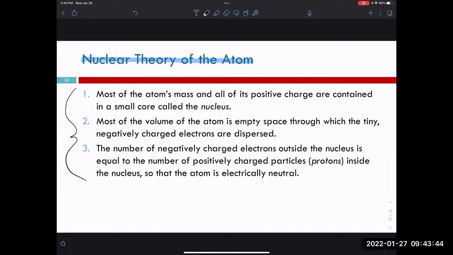And the third important thing is that the number of negatively charged electrons outside the nucleus is equal to the number of positively charged particles, which are called protons, inside the nucleus. So the atom is electrically neutral. Just for base elements, they're electrically neutral.